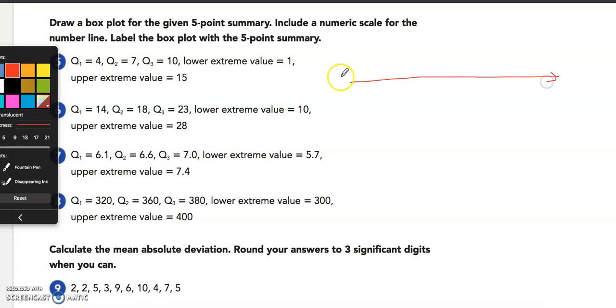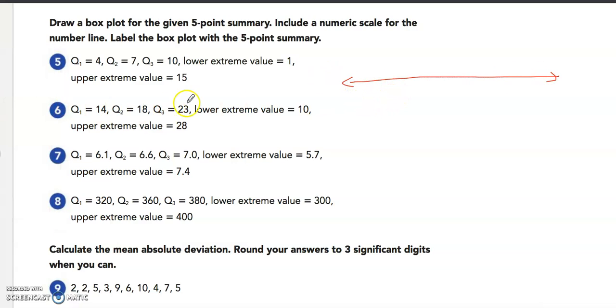So here's our number line. The lower value is 10. So I think that's what I said. We went up by, let's go by 2s. I like 2s. So let's go with 10, 12, 14, 16, 18, 20, 22, 24, 26, and 28. Perfect.